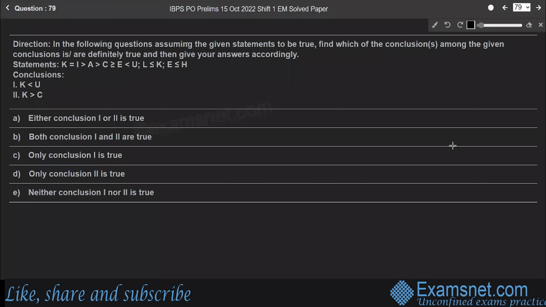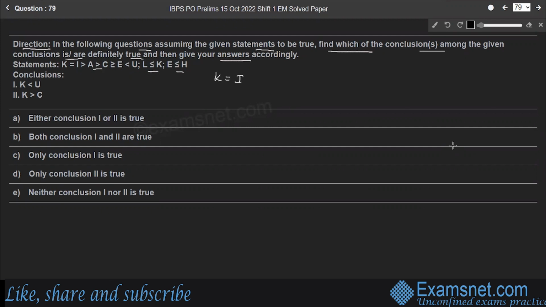Question 79. Here the direction is: in the following questions, assuming the given statements to be true, find which of the conclusions among the given conclusions is or are definitely true, and then give your answers accordingly. Here the given statement has three parts, right? Look at the statement. Here K is equal to I. K is equal to I.